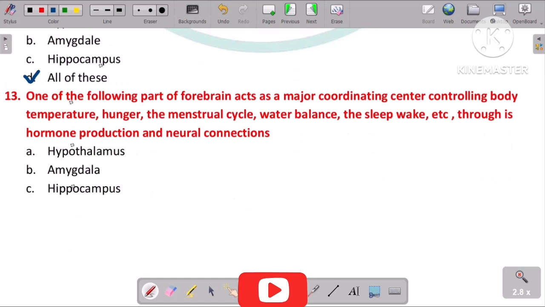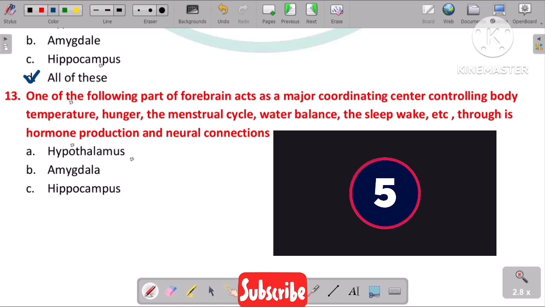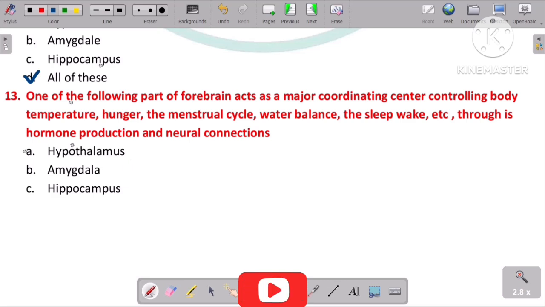So the next question is: which one of the following parts of the forebrain acts as a major coordinating center controlling body temperature, hunger, menstruation cycle, water balance, sleep-awake cycle, hormone production and neural connection? So the options are, so the right option is option A, hypothalamus.